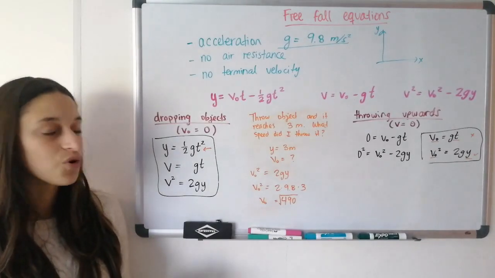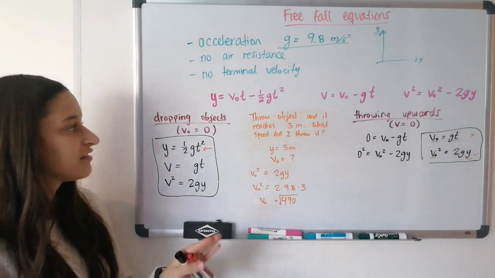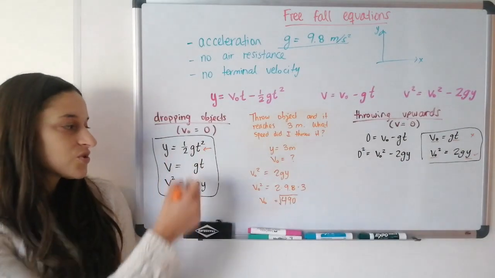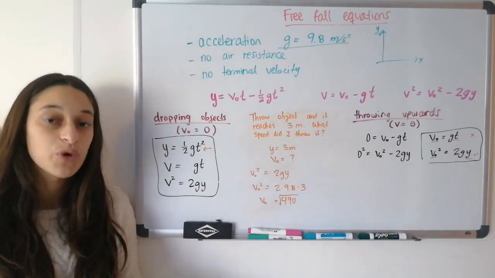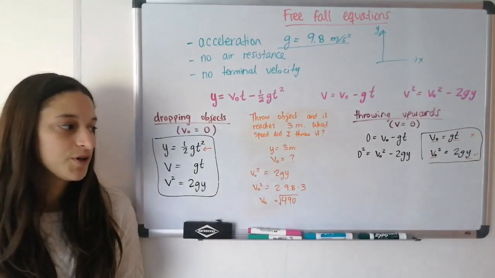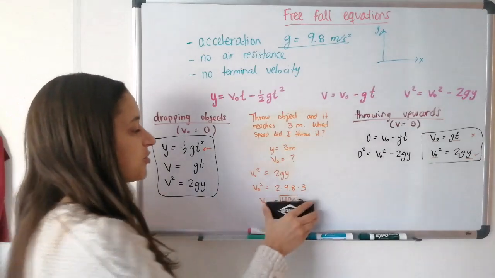So basically that's the whole process. You decide if it's a dropping object or throwing an object upwards, and then you choose an equation based on what you're given and what you're being asked for, plug in the variables and solve for the variable that you're looking for. I'm going to help you out a little bit.